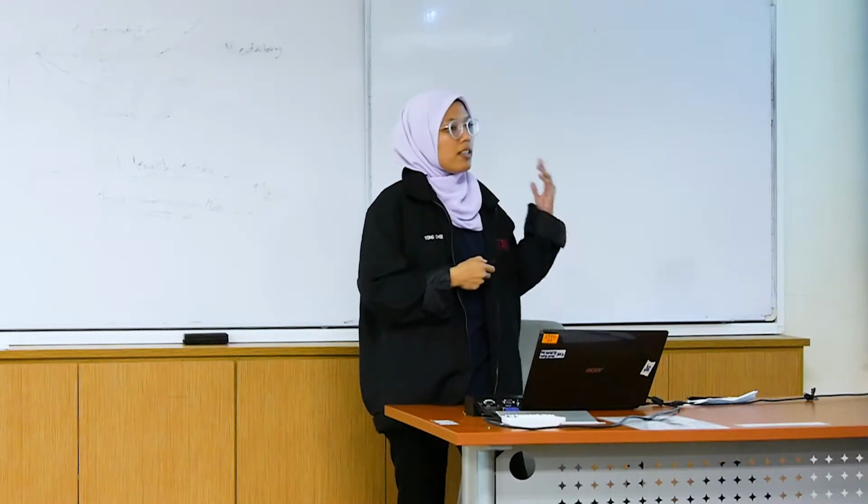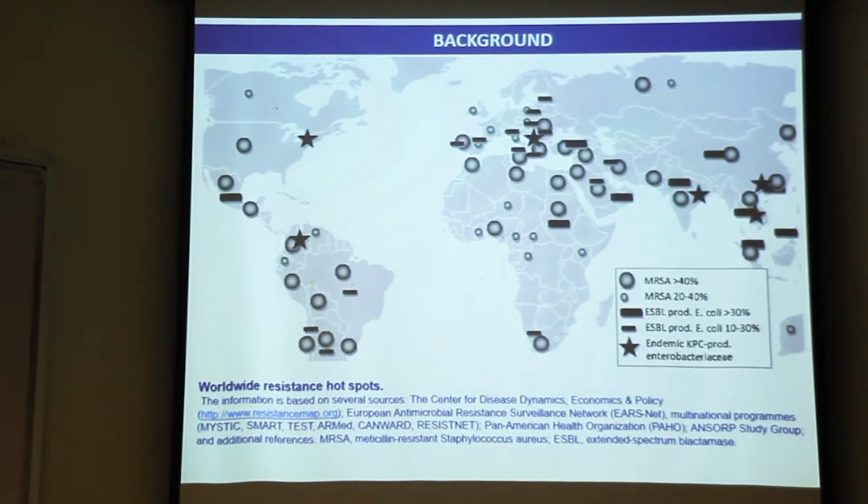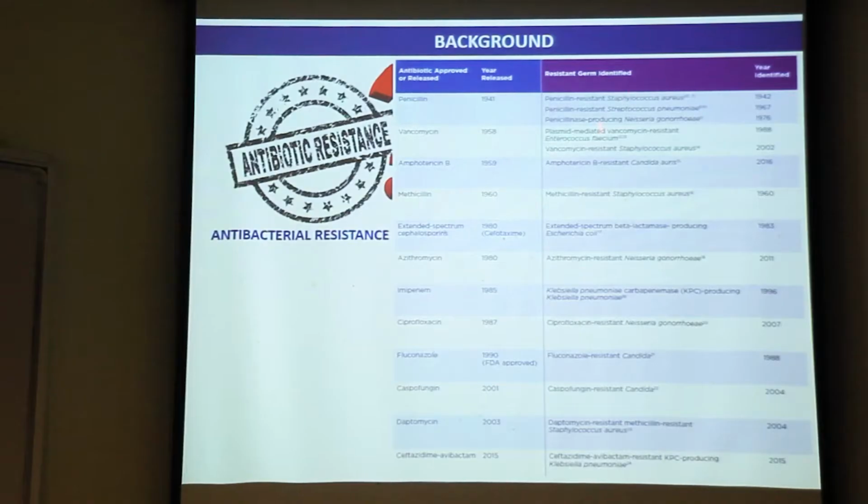And antibiotic or antibacterial resistance is one of the problems in the healthcare system. This map represents the distribution of resistance in bacteria globally. So we can see that a lot of bacteria become resistant over time. And this table is taken from an annual report from the CDC, the Centers for Disease Control and Prevention, for the year 2019, where we can see that each time an antibiotic is released or used, resistant germs will emerge against that antibiotic.